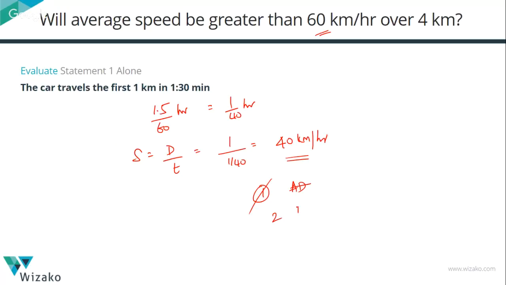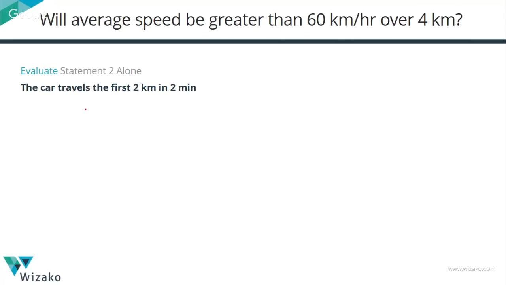Look at statement 2 to decide whether it is B, or if not, let's combine and see whether it's C or E. Look at statement 2. The car travels the first 2 kilometers in 2 minutes. If it's traveling 2 kilometers in 2 minutes, the speed of the car is equal to 60 km per hour. If you travel on average a kilometer in a minute, then you're traveling 60 kilometers in 60 minutes. So 60 km per hour is the average speed for the first 2 kilometers.